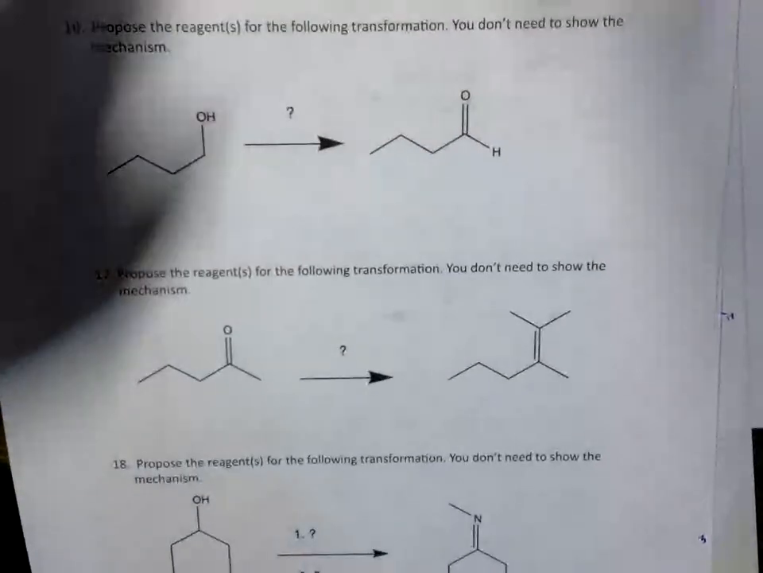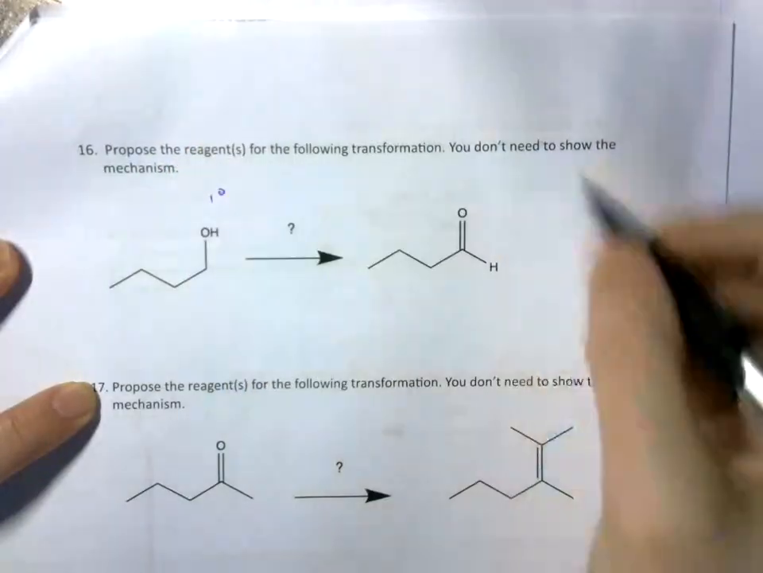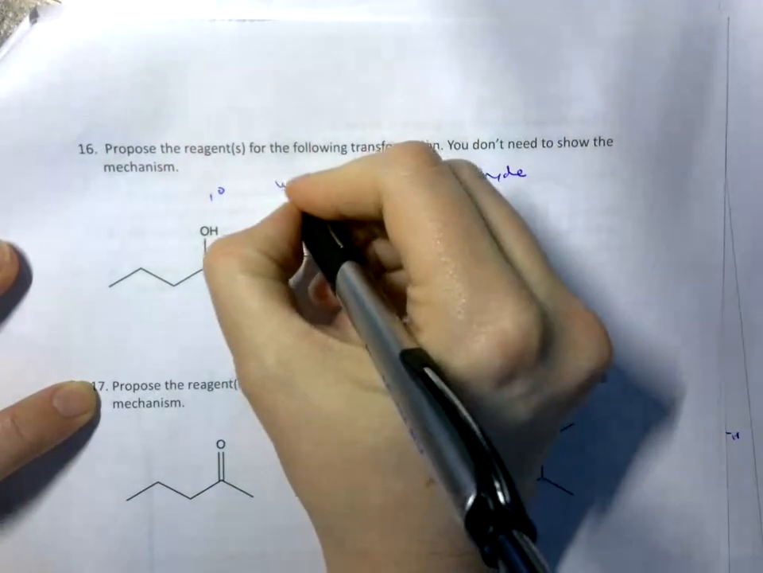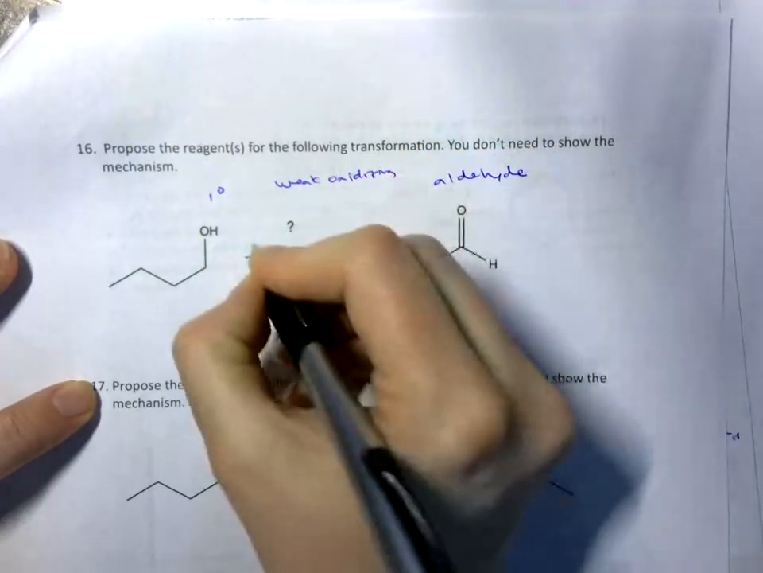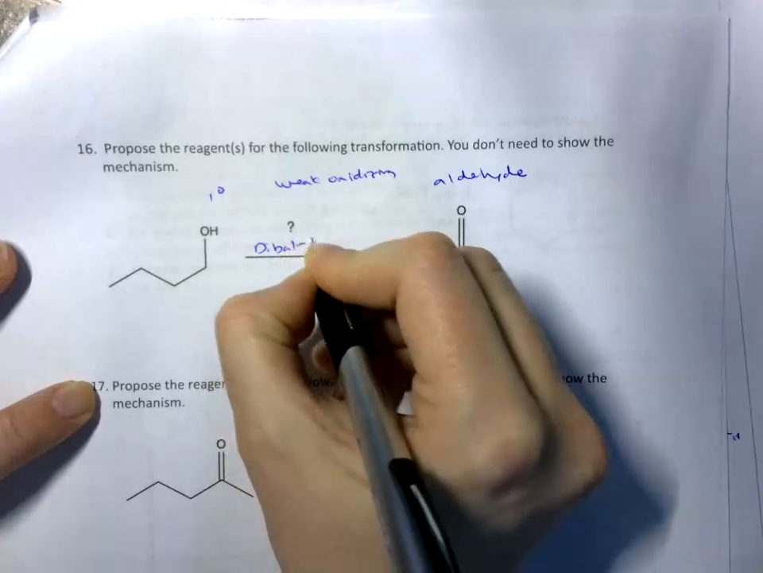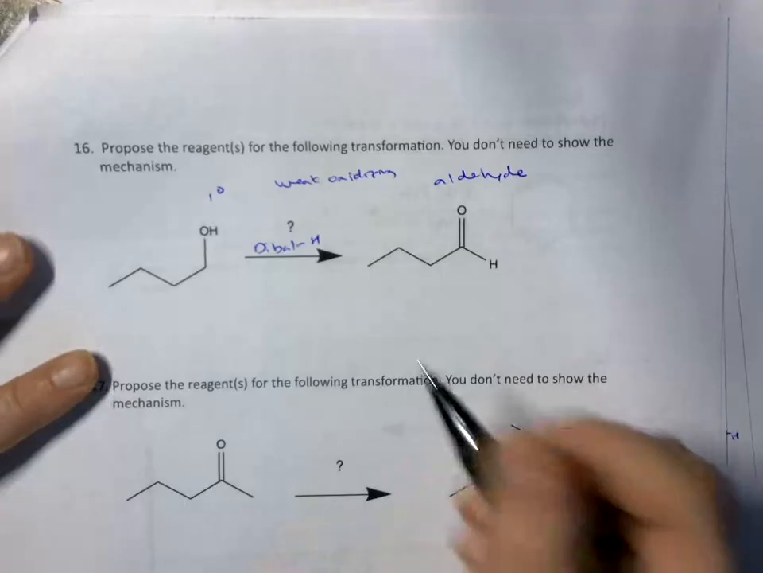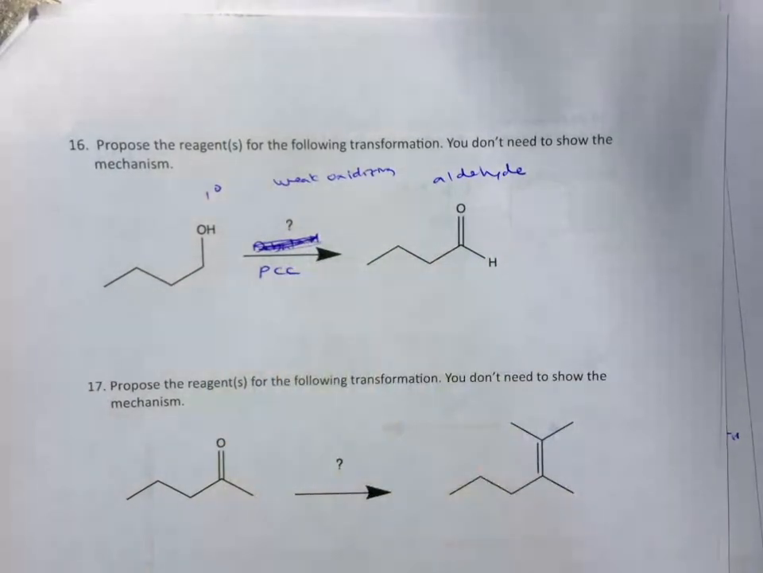Okay, this one is going from a primary alcohol to an aldehyde. So we need a weak oxidizing agent. And so diol H should do that. Or, wait, I don't know why I was thinking that. PCC will do that. Diol H is a reducing agent. PCC is the only one that is a weak enough oxidizing agent to stop right there.